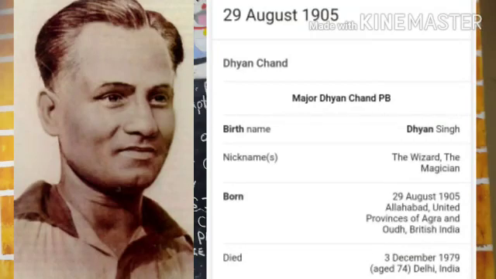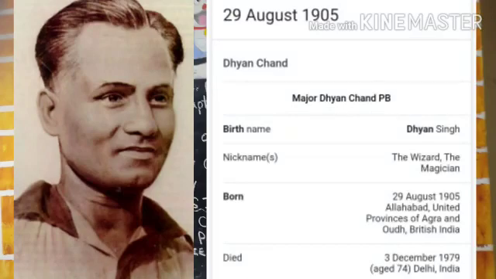His first hockey coach, having identified his talent, gave the title Chand, that means moon, and predicted that he would shine like the moon. Dhyanchand was first selected to represent India in Summer Olympic Games of Amsterdam in 1928. India managed to defeat the Netherlands 3-0 with Dhyanchand's two goals.